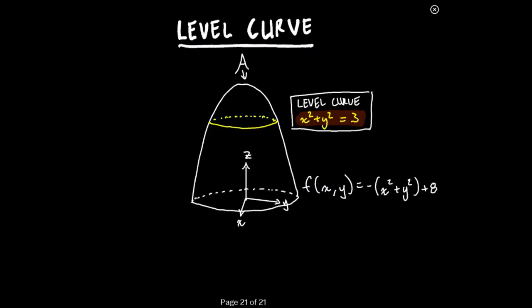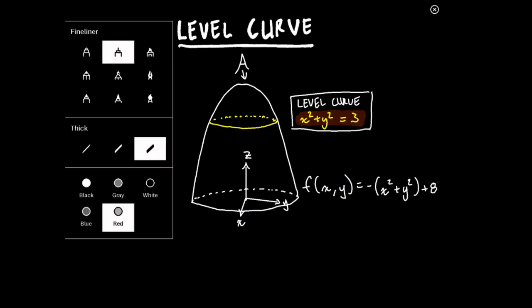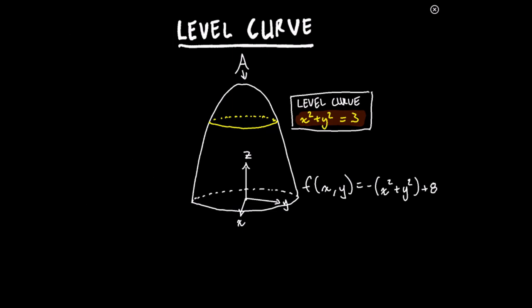So let's start by picking a point on the level curve. Let's say that we pick, I don't know, 1, square root 2. All right. And that point should be around, let's say that it's right about there. Okay.